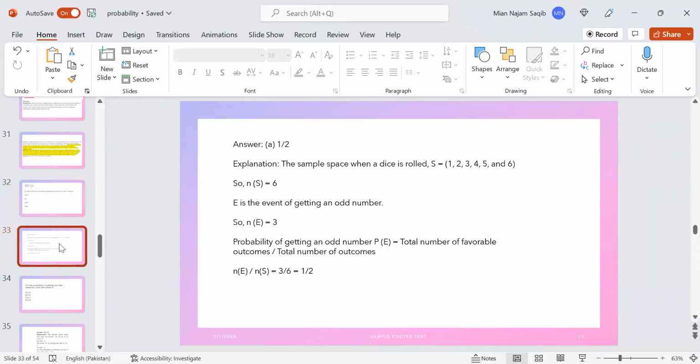Basically, for example, when a dice is thrown, as we demonstrated, there are 6 options: 1, 2, 3, 4, 5, 6. So the total number is going to be 6. The number of ways of getting an odd number is 3, as the odd numbers are 1, 3, and 5. So it's going to be 3 over 6. Simplified, it's going to be 1 over 2.